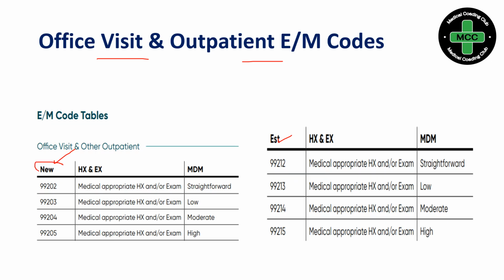So for new patient office or outpatient codes, it starts from 99202 which is for straightforward MDM, 99203 which is for low MDM, 99204 which is for moderate MDM, 99205 high MDM. And 99212 is for straightforward, 99213 is for low MDM, 214 is moderate, 215 is high. Okay, this is for established patient, this is for new patient. So these are the code sets we have for E/M outpatient or office visits.